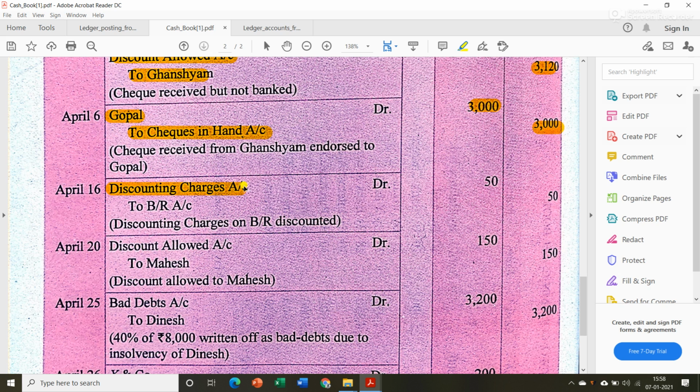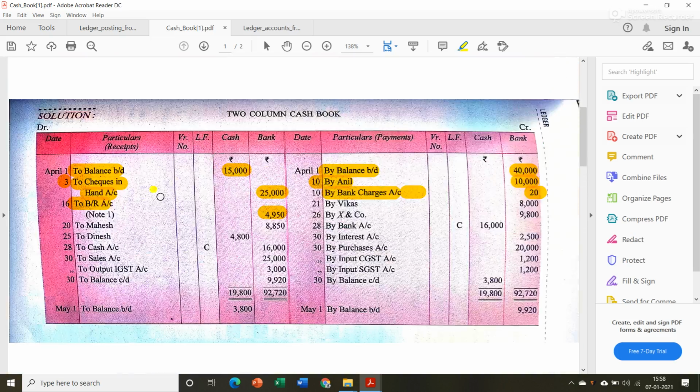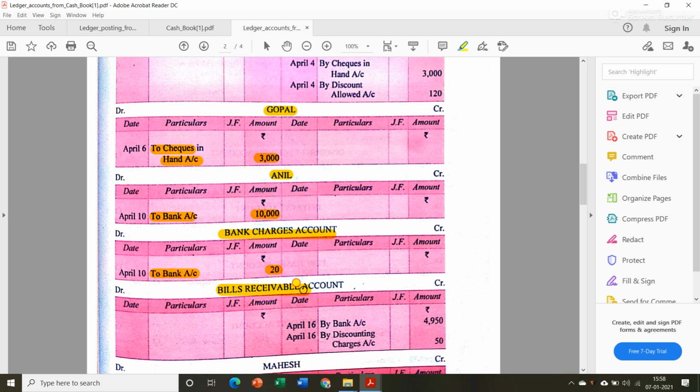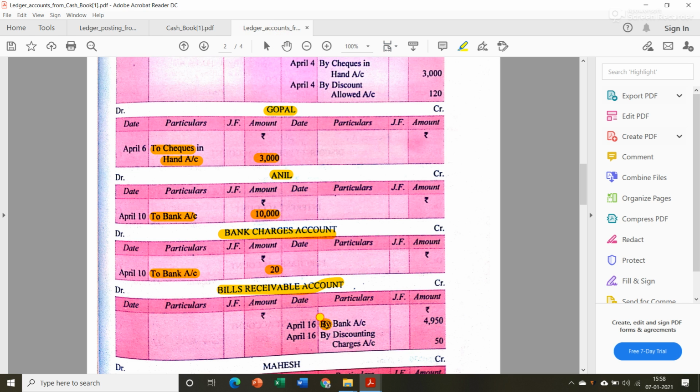So that is why discounting charges account was debited and bill receivable account was credited by rupees 50. Okay, now let us see how we are going to treat it in our ledger. Now see, for bill receivable account, it is appearing on the debit side. Till now we don't have any bill receivable account in the ledger, so we will prepare one bill receivable account in the ledger here. After preparing, see in the cash book it is appearing on the debit side, so that means we have to record it on the credit side.